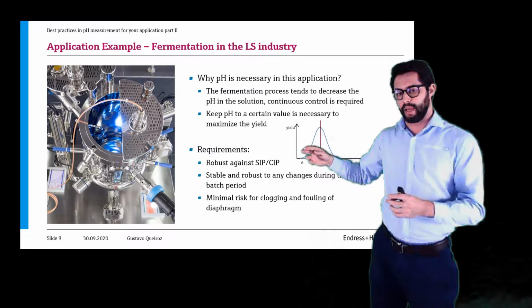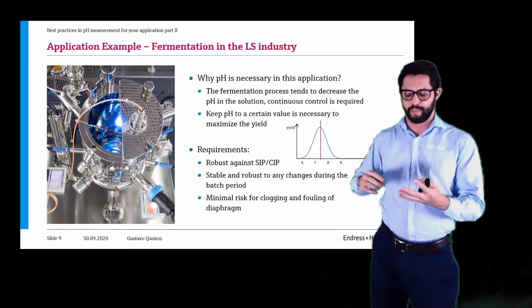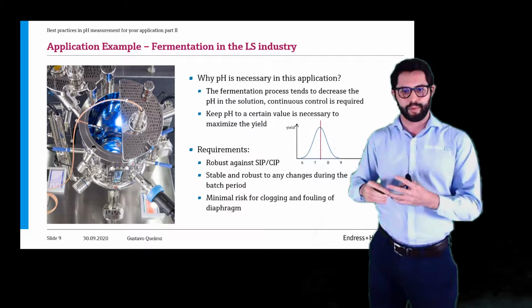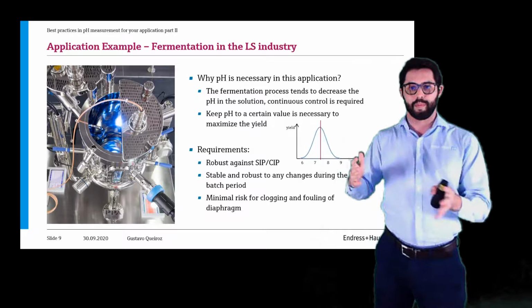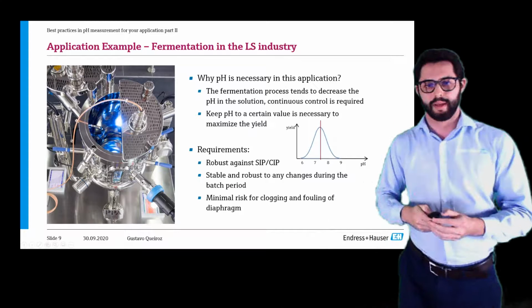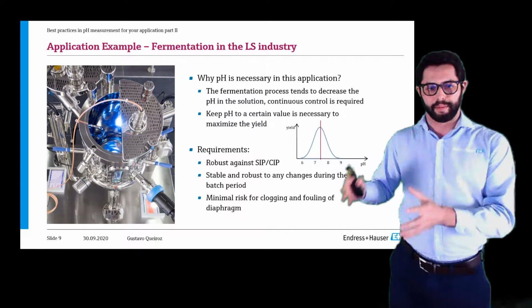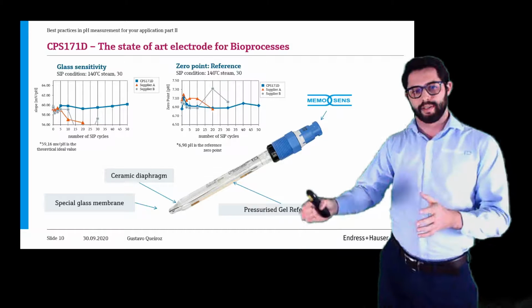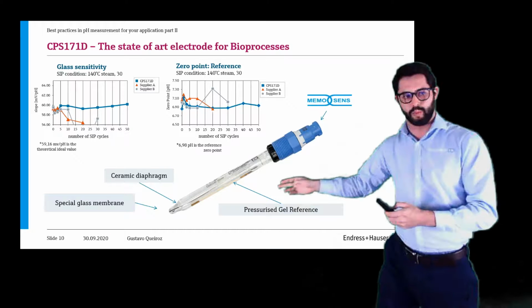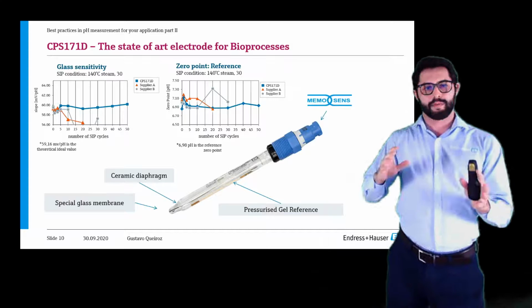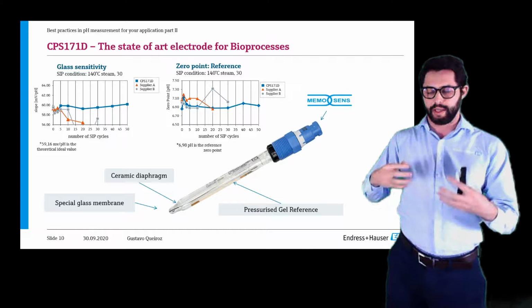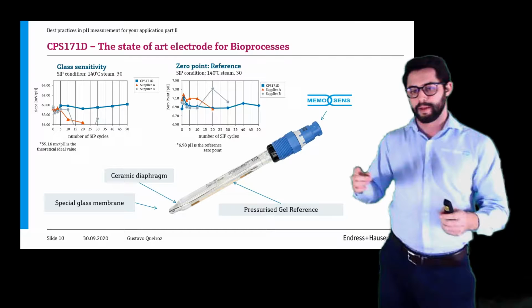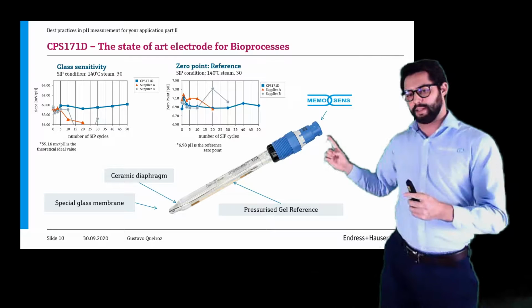And also the CIP, so the sensor must be able to withstand high chemical exposure and high temperature due to steam, and after all of that must be able to ensure a proper measurement. We have developed the best electrode for this kind of application, which is the CPS 171D. And we have some very interesting resources to increase your productivity and ensure a very stable and reliable measurement. The first one is the MemoSense connection.